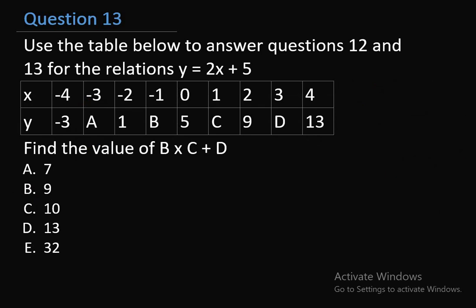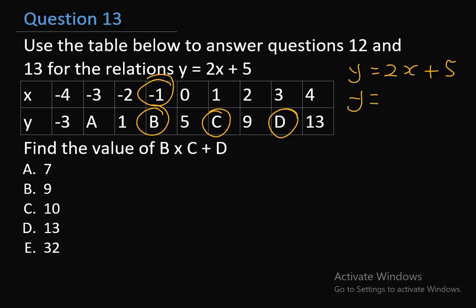Find the value of b times c plus d. Okay. We need to find the value of b, value of c, value of d before we can carry out this operation. So to get b, since y is 2x plus 5, what is b? x is minus 1. That's the value of x for b. So y equals 2 times minus 1, minus 2, plus 5. It's the same thing as saying 5 minus 2, which is 3. So b is 3.